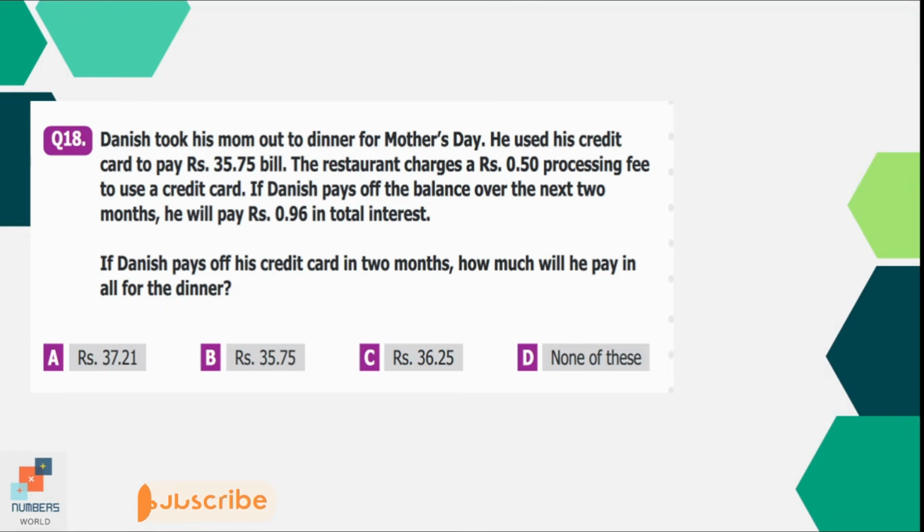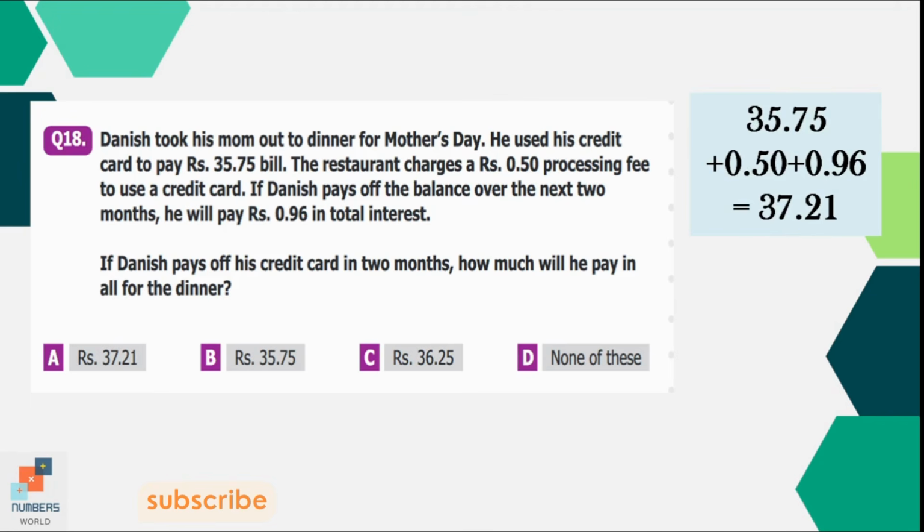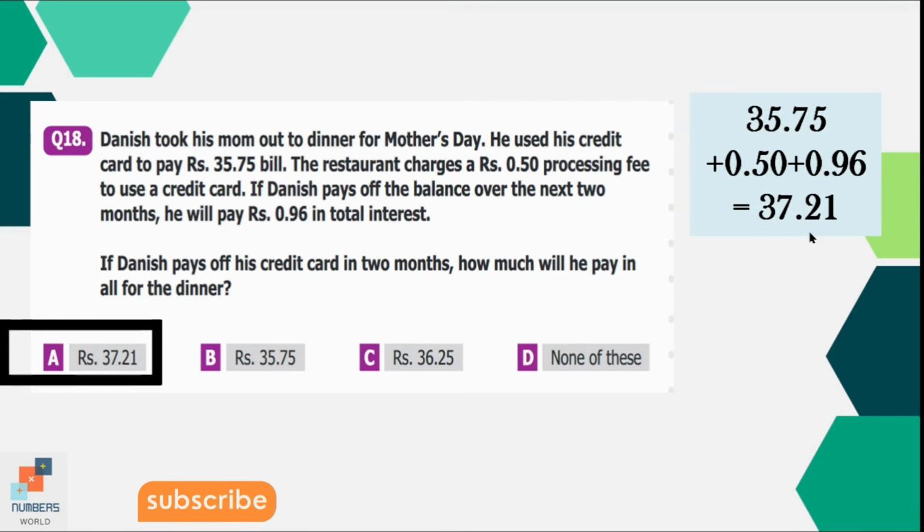So we will simply add his bill, the processing fee for the credit card and the interest. The total is equal to 37.21 rupees. So option A is the correct option here.